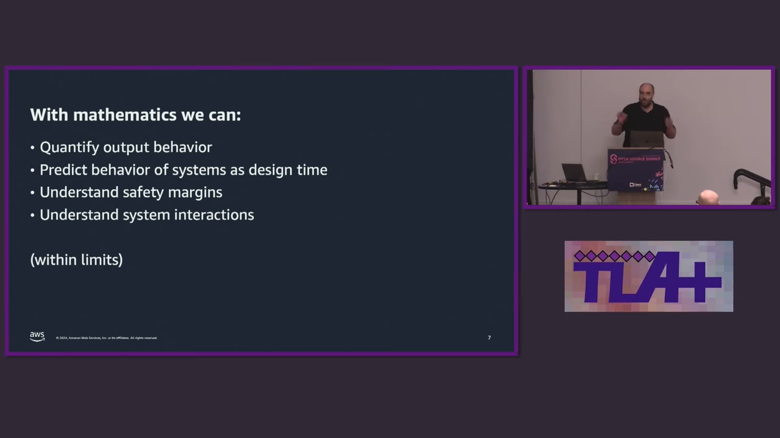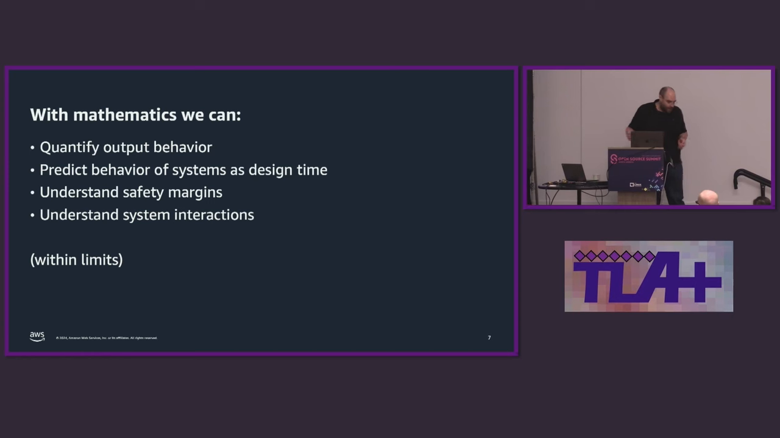And this is incredibly powerful because it lets us build systems at a scale and at an expense that is just not possible if you are just experimenting. We can understand the safety margins of our systems. If things fail, if things are too hot, if things are too cold, if there's noise from the outside, we can understand how those things work. And even more powerfully, we can understand the interactions between large-scale systems.